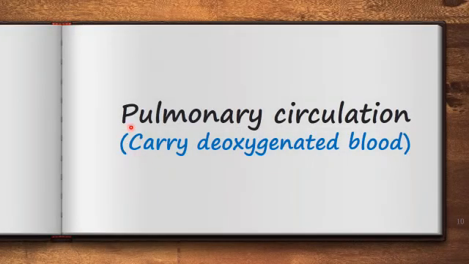First of all, we will discuss the pulmonary circulation. As I've told you, the cardiovascular system consists of two types of circulation, which include the pulmonary circulation and systemic circulation. So pulmonary circulation starts with the right side of the heart, okay? And it carries deoxygenated blood. Deoxygenated blood means the blood that has less oxygen. So that's why it is colored in blue.